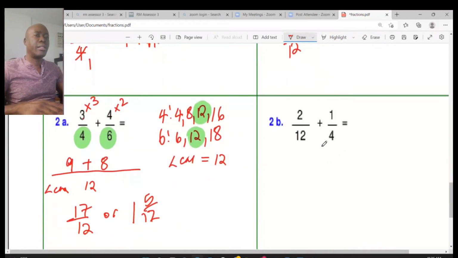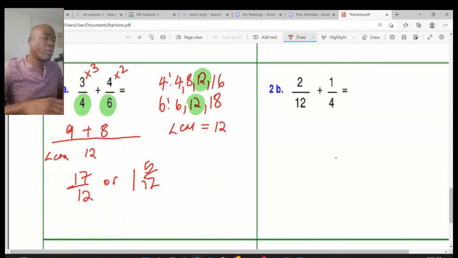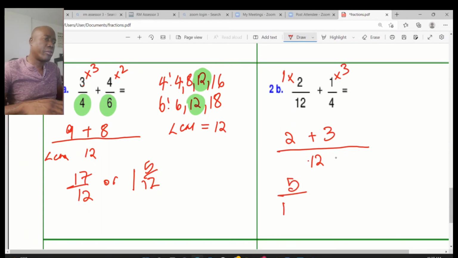All right. Let's look at this last one here. Now, by now you should see that 12 could work for 4 and 12. So 12 into itself was 1 time. 1 times 2, 2. 4 into the 12, and that is 3 times. 3 times 1, that is 3. We're adding. 2 plus 3, that's 5 over the 12.